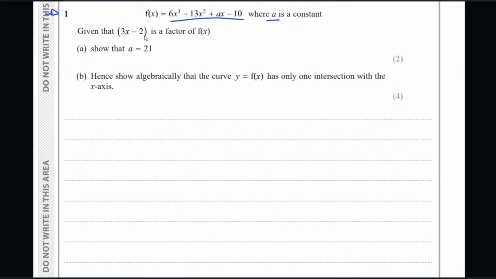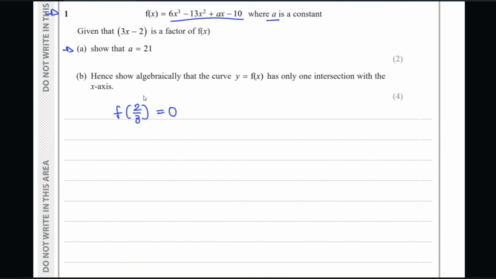Given that 3x minus 2 is a factor of this function, question A says, show that the constant a is equal to 21. So we can use the factor theorem here. According to the factor theorem, if we replace x with 2 over 3, as in if we do f of 2 over 3, this should be equal to 0.